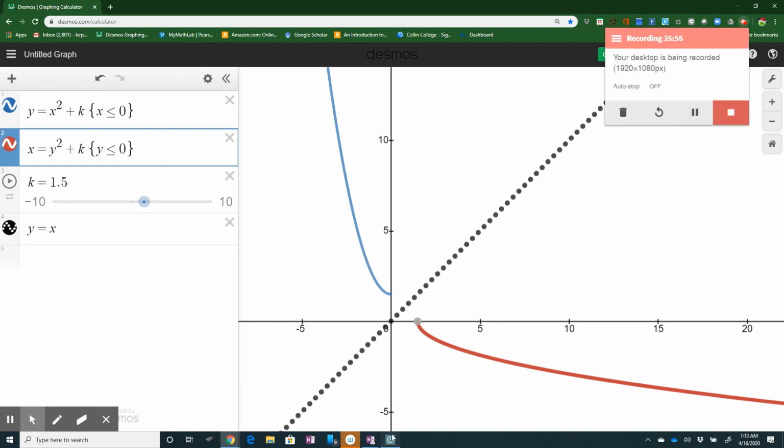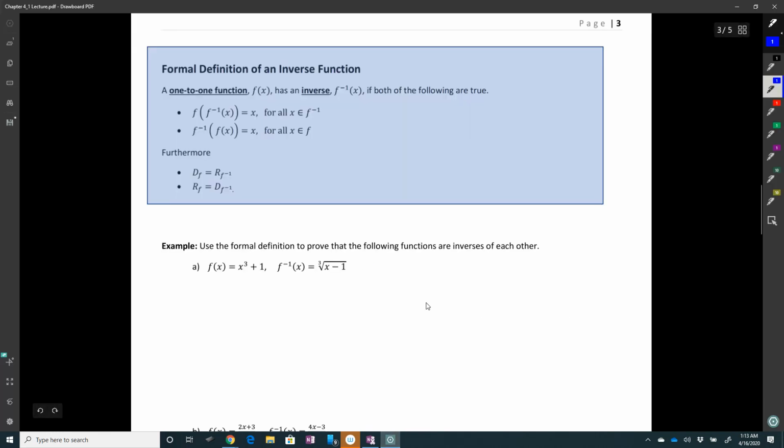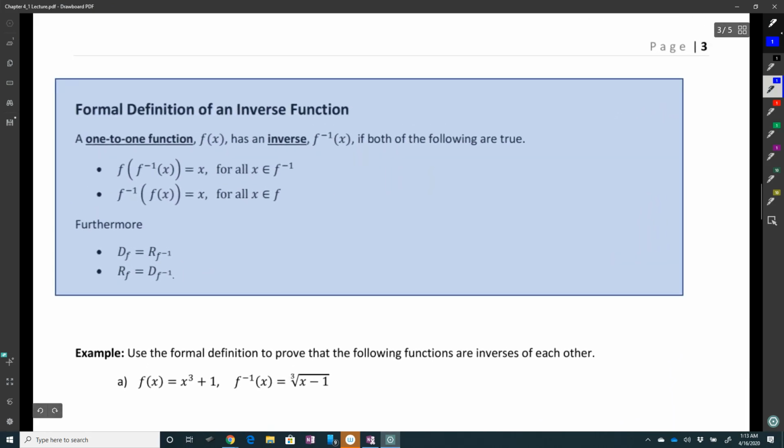Alrighty, let's finish this section up. So we defined inverse, but I didn't get very formal with it. The official formal definition for an inverse is first it has to be 1-to-1, like you mentioned before. Okay, it has an inverse. Notice the naming between the two. If both of the following are true.